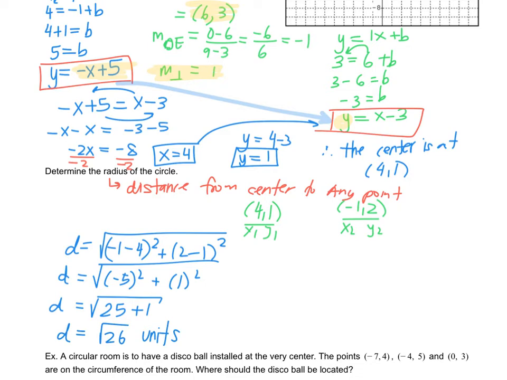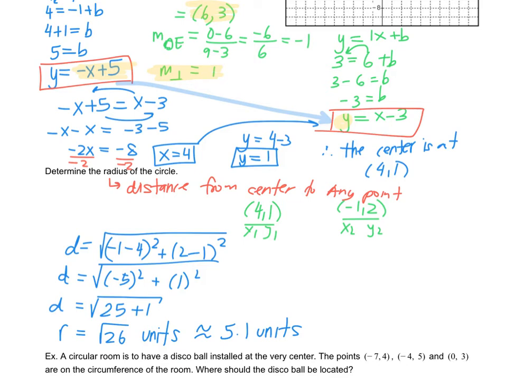So maybe I'll erase this and write R for radius. If I want to round it, I can go ahead and do that and plug it into my calculator, and I get approximately 5.1 units. And there it is.